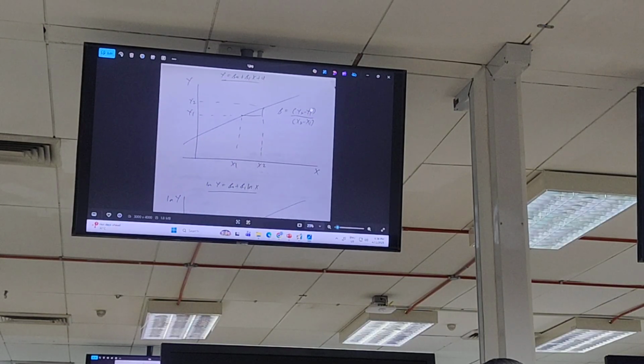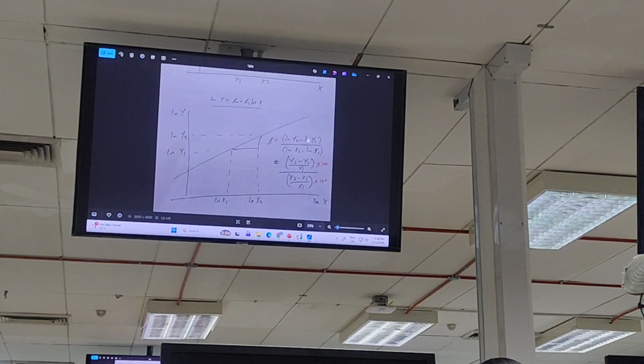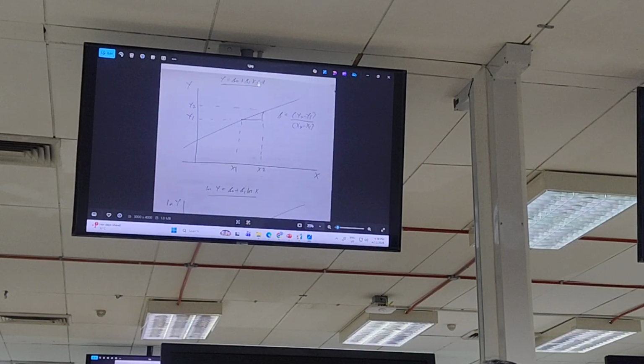Let's say you are using a linear model between y and x, so the slope represents the change in y per change in x. That's how we interpret it as usual. When you estimate and get the estimated slope, you say that when x increases 1 unit, then y will increase by beta 1. But if you use the double log model, this one has an error term, so I forgot to put it here. Plus error term plus u here as well.